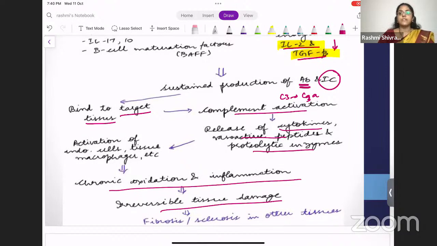So this is very, very important. This pathogenesis you need to understand. This is very, very important. We need to know this because the drugs are directed against these pathways.